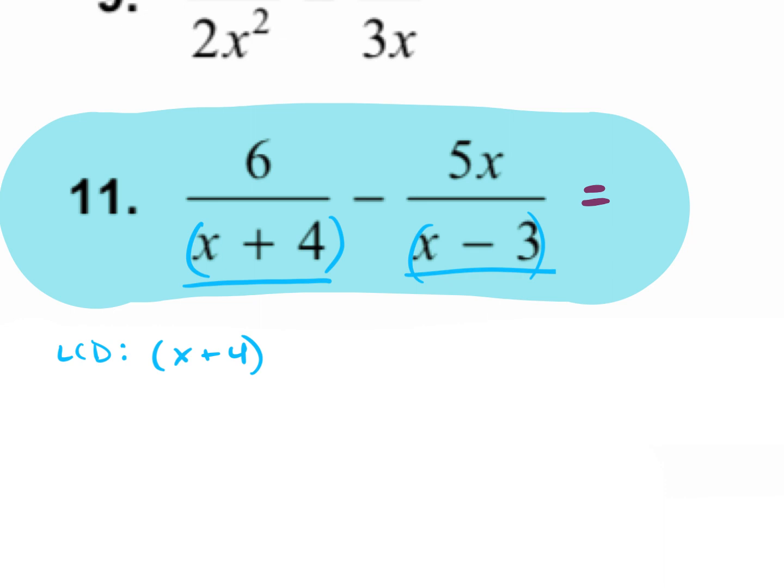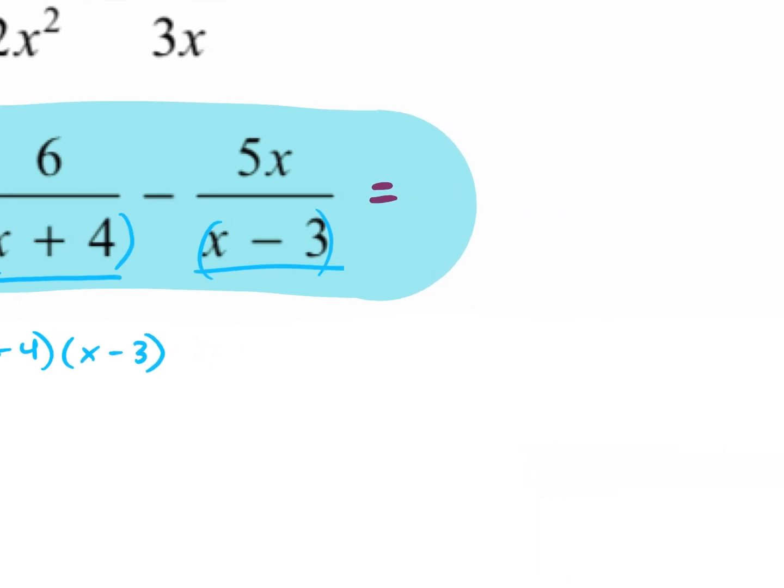Moving on to the second denominator, do we already have an x minus 3 on the list? No, so we have to include an x minus 3. So our least common denominator, which is going to be the denominator in our answer, because we're just subtracting these. We're not solving for x here. We're just subtracting them together. So our answer is going to have a denominator. It's going to be x plus 4 times x minus 3.